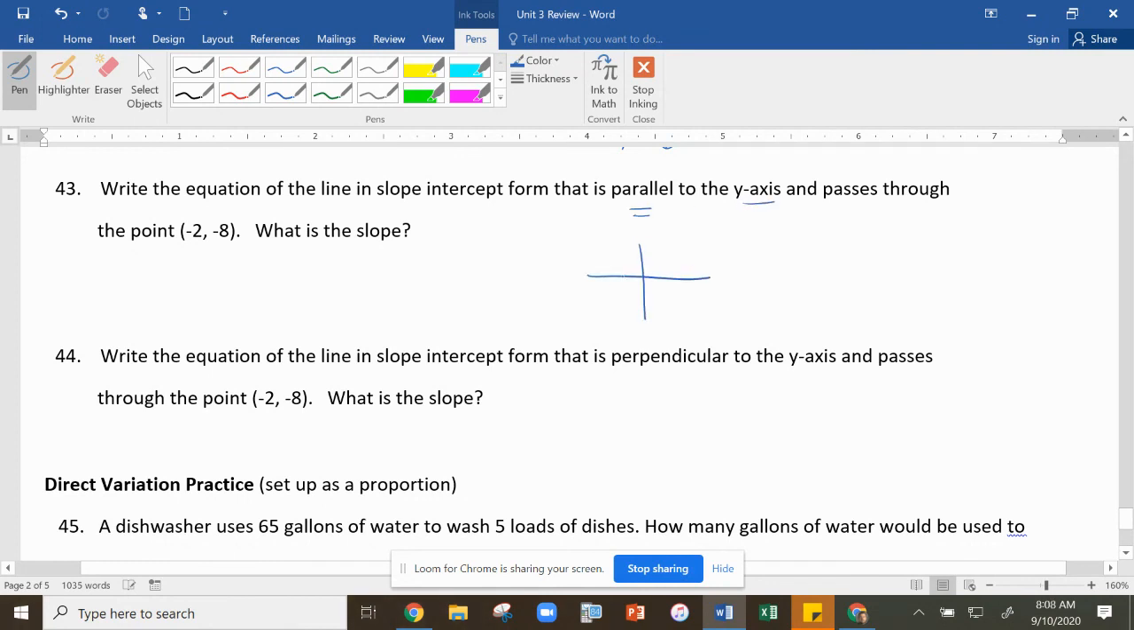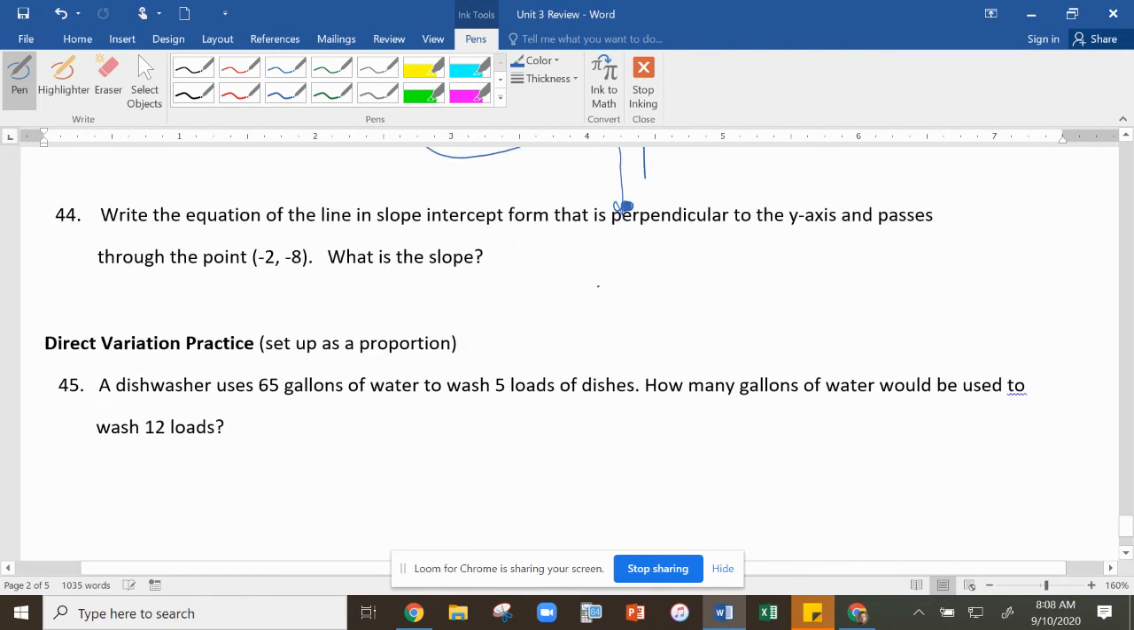Write the equation in slope-intercept form that's parallel to the y-axis. Remember, they can ask you all the ways. So this is negative 2, negative 8. It's going to be down here. Negative 2, negative 8. And it's going to be parallel to the y. That means it's going to go straight up and down. This is your y. This is parallel. It goes through the x-axis at negative 2.